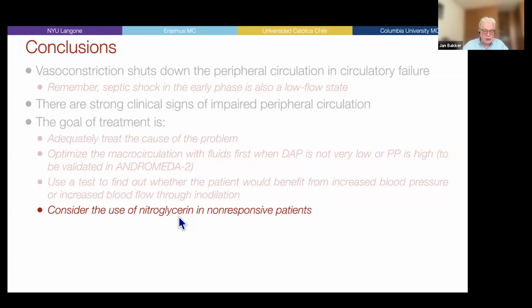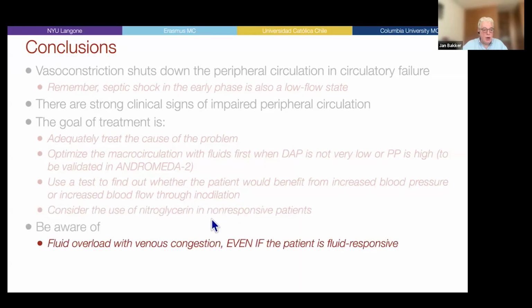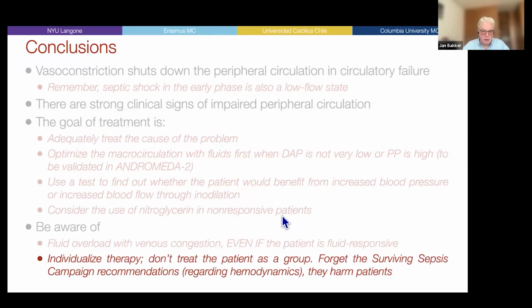Consider the use of nitroglycerin if patients do not respond to any of this, but be careful, build your experience with this, and be aware of fluid overload with venous congestion, even if your patient is fluid responsive. And so, individualized therapy. Don't treat your patient as a group, and please forget the Surviving Sepsis campaign recommendations regarding hemodynamics, as they absolutely harm patients.